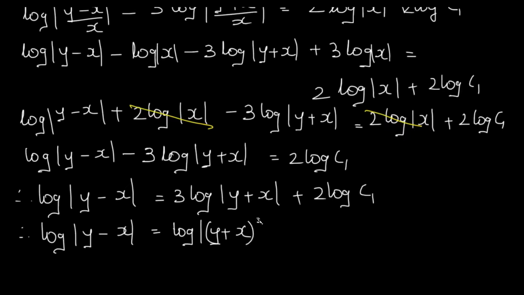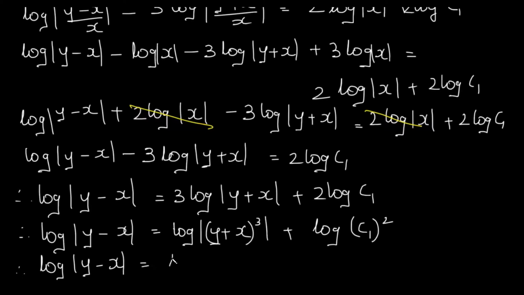Y plus x the whole cube plus again over here the same thing, log c1 the whole square. It is written as a power over here. Now we can combine both these logs together. So we will be getting log (y minus x) is equal to log, when we combine the logs together, we get log (y plus x) the whole cube into c1 square.